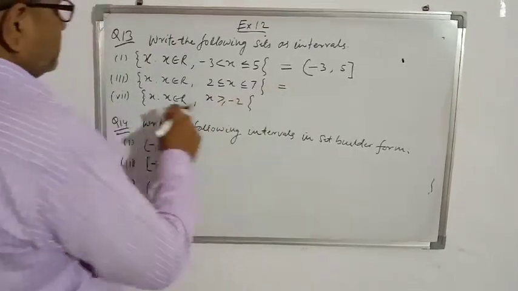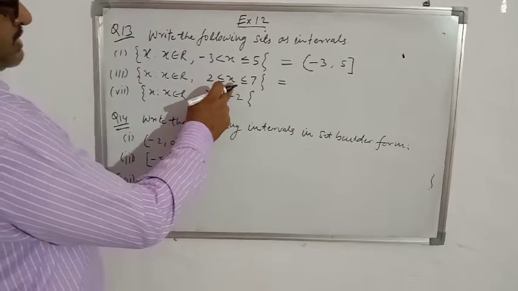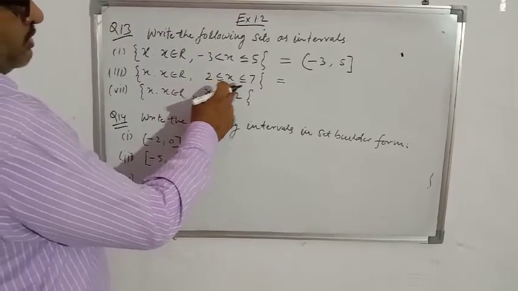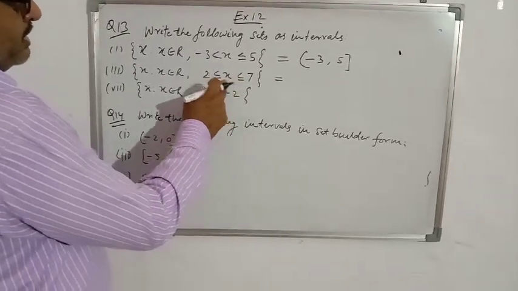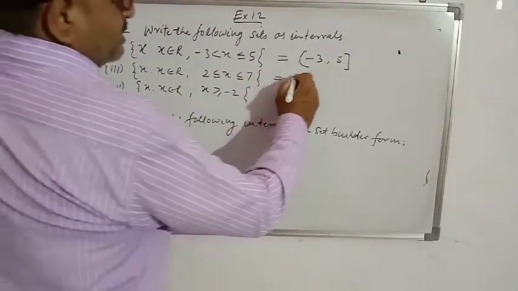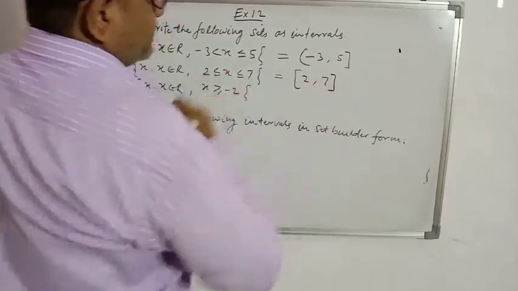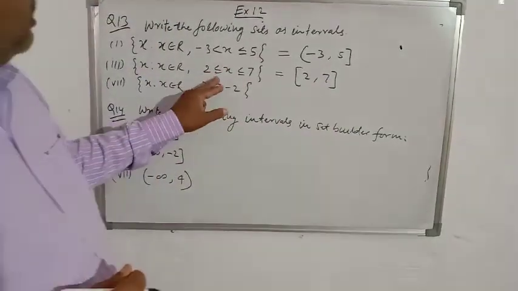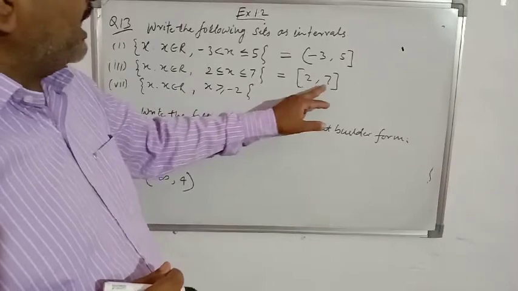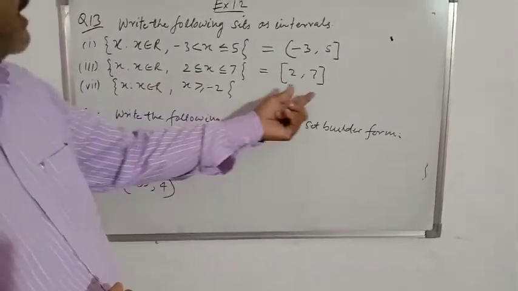Next, x such that x is a real number, but what is x? x is greater than or equal to 2 but less than or equal to 7. 2 and 7 both are included here because the equal sign is there. So it is a closed interval [2, 7]. All those real numbers which lie between 2 and 7, including both 2 and 7. So we can represent it like this.